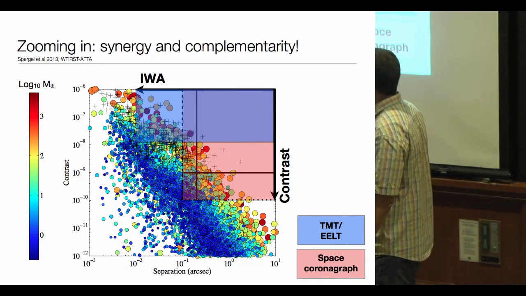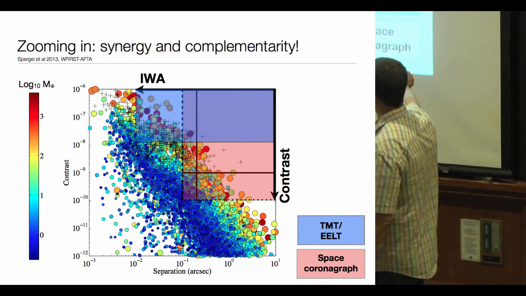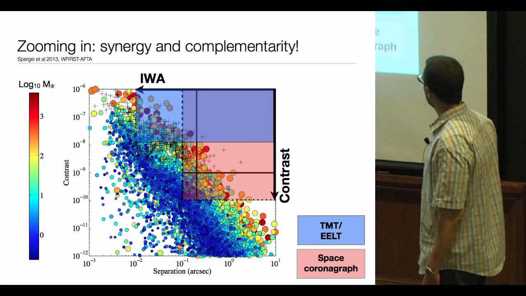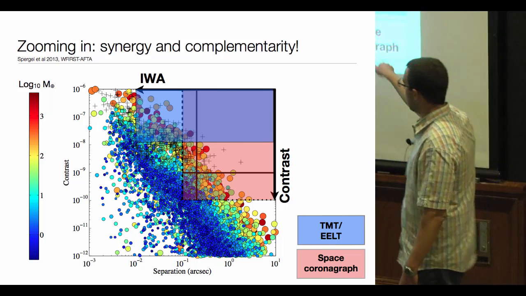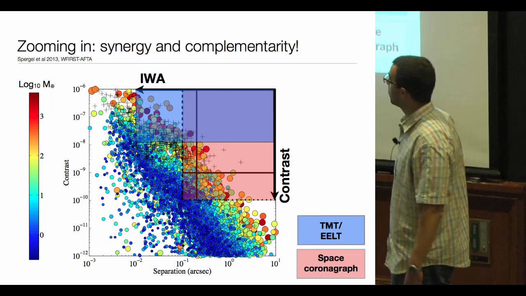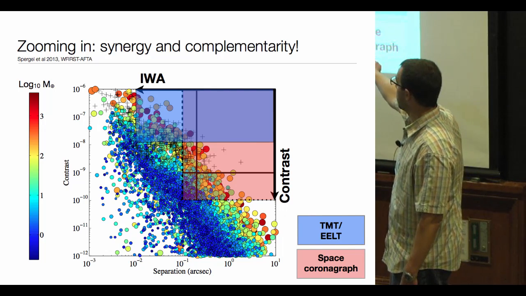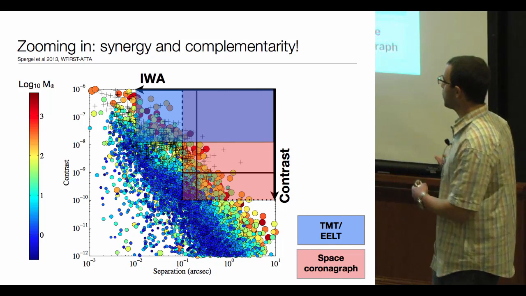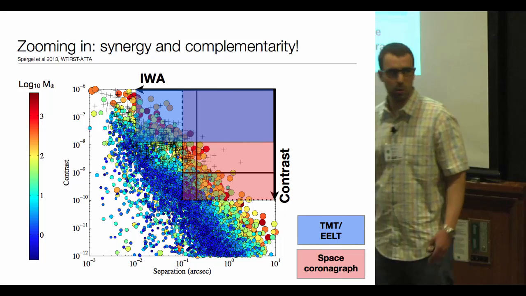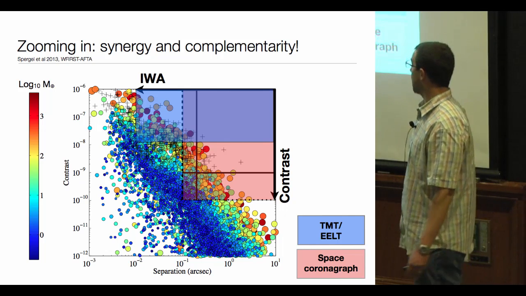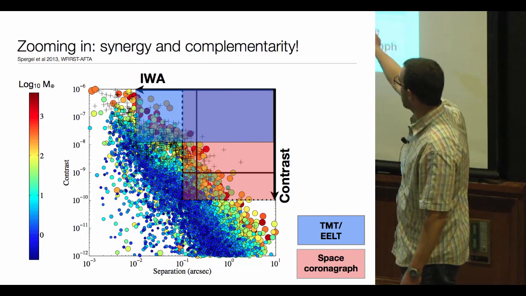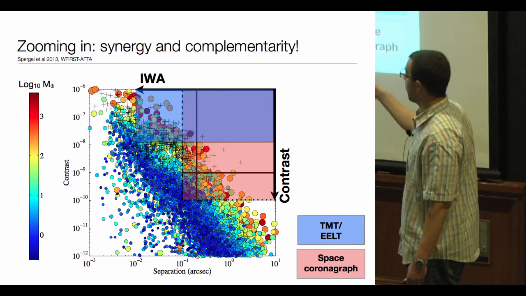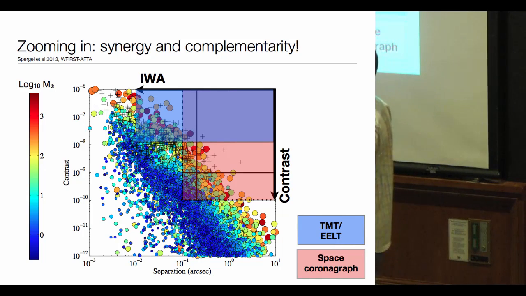And this is the slide I wanted to show you. This is the complementarity between ground-based extremely large telescopes, so the future of ground-based adaptive optics and high-contrast imaging, and space-based coronagraphs. This is a simulation done for the WFIRST-AFTA report, showing simulated planets around stars up to 20 parsec, I believe. So 4 planets per star up to 20 parsec, using distributions that are derived from Kepler. And you see that if you trace the expected capabilities of TMT, ELT, and space-based coronagraph, the 2 domains are actually perfectly complementary.